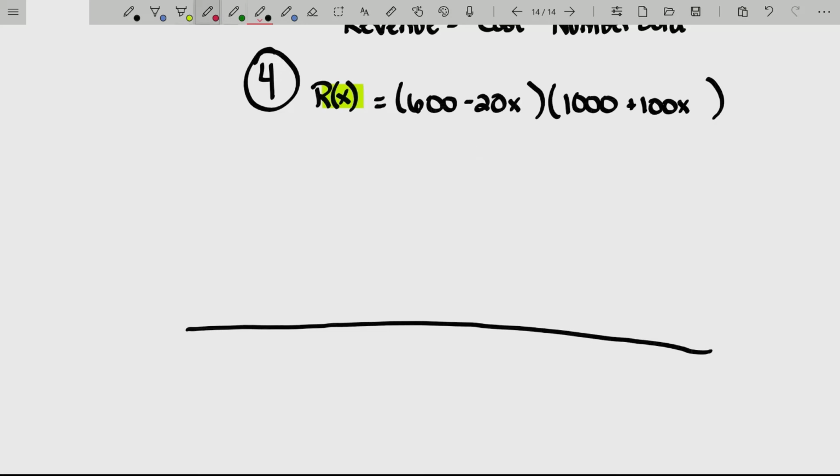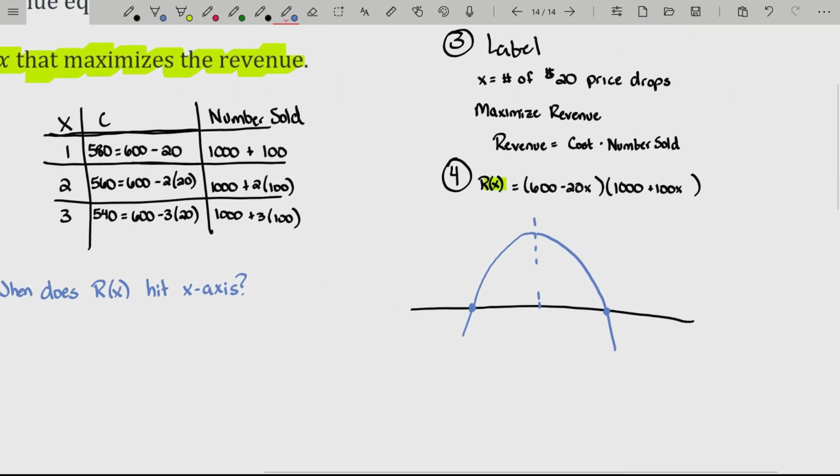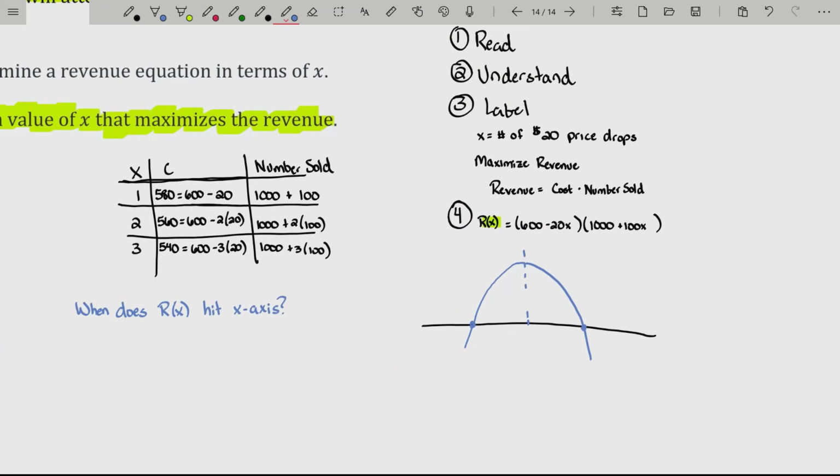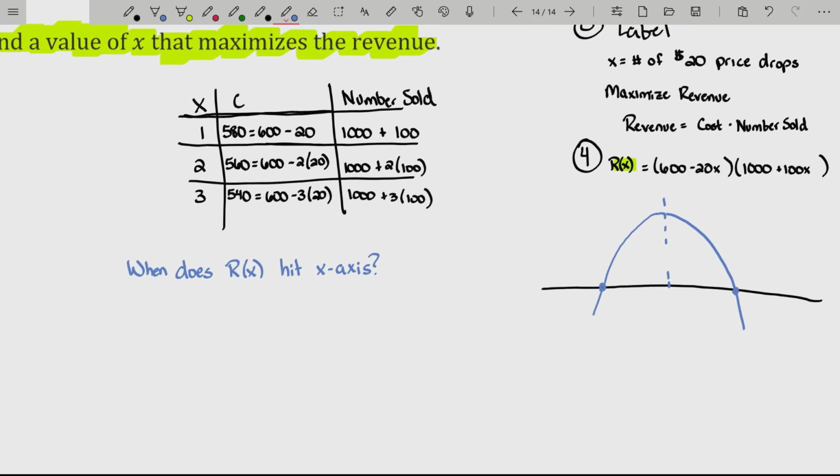So if I know where it strikes the x-axis, and I know it's upside down, then I know this function has a maximum halfway between where it strikes the x-axis. So this is actually very nice. The rule of thumb is if your function is pre-factored like this, just find the x-intercepts. That's a great rule of thumb. So let's see, when does it hit the x-axis?